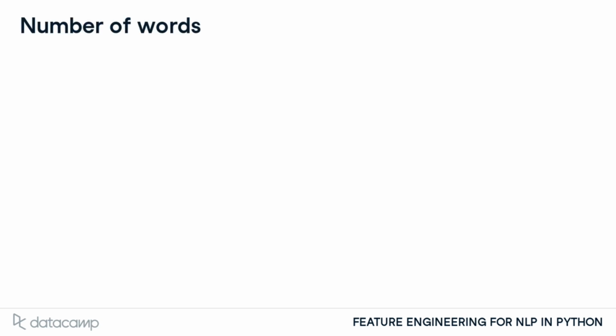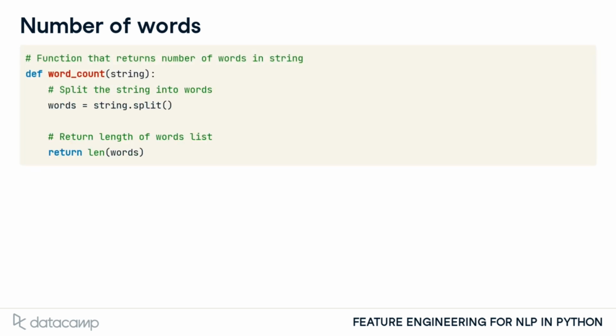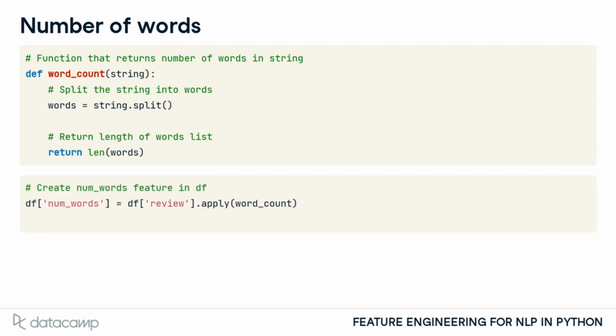To do this for a textual feature in a data frame, we first define a function that takes in a string as an argument and returns the number of words in it. The steps followed inside the function are similar as before. We then pass this function, word_count, into apply. We create df['numwords'] and assign it to df['review'].apply(word_count).